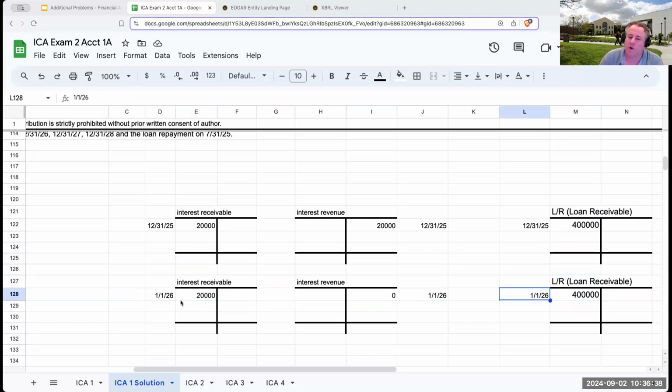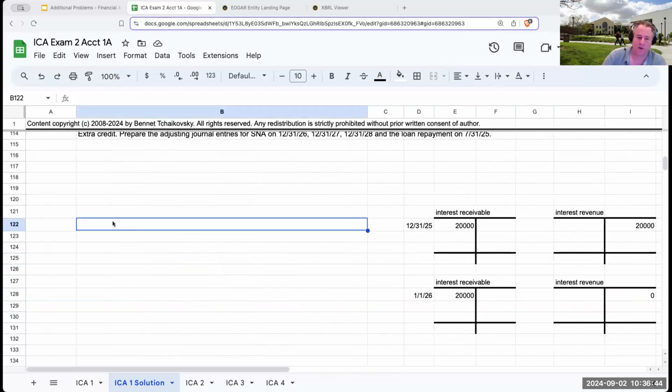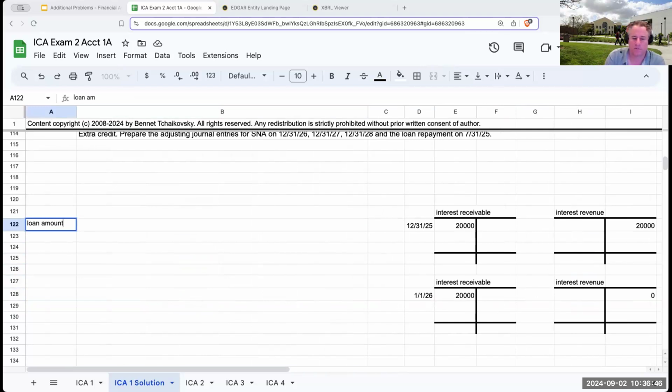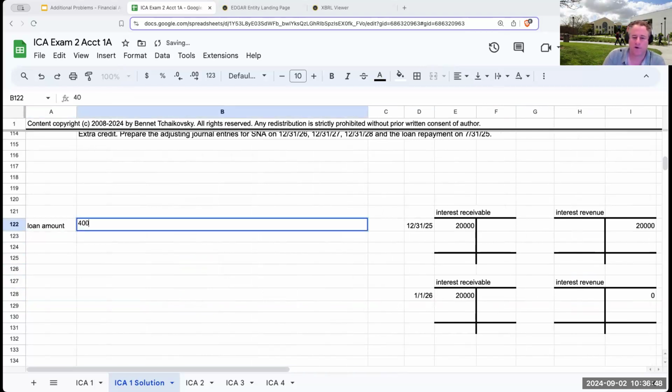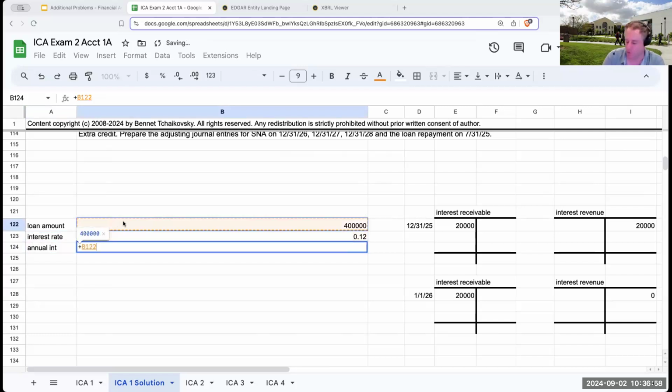Now, for 2026, what happened? Well, we had a full year of interest. So the loan amount was 400,000. My interest rate was 12%. So annual interest is going to be 400,000 times 12%, or $48,000.